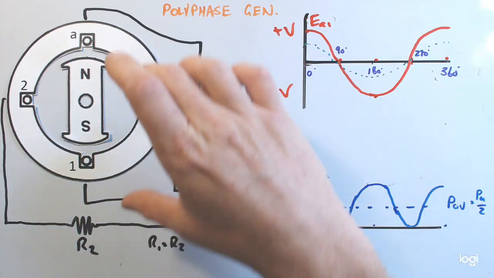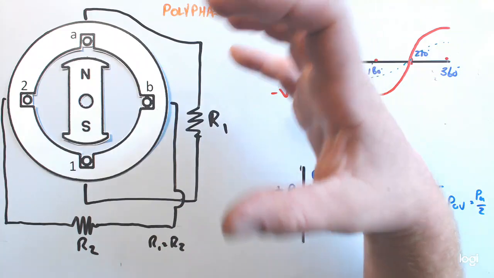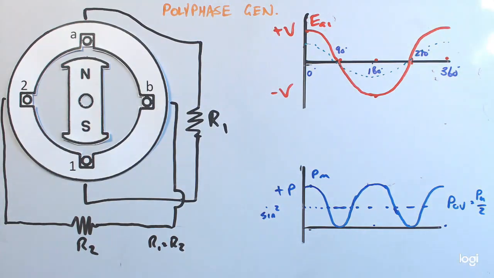So you can almost think of the polyphase generator as two separate generators acting in unison with each other within the same housing. Now you might think, well, that seems perhaps a little bit silly. Why would I really want to do that? And it comes down to the effect that this has on the actual prime mover and the overall total power output that's delivered to our loads.